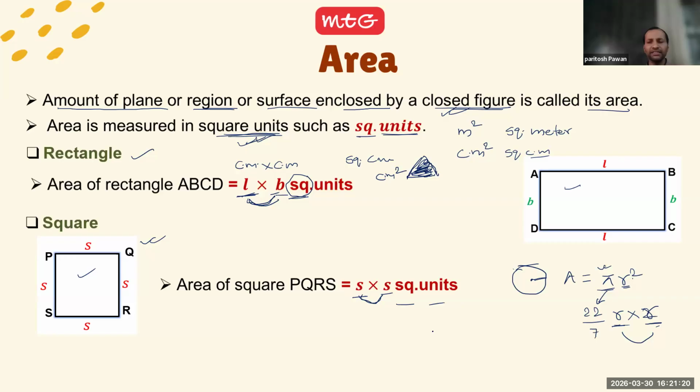Clear? Anyone has any doubt in this? Yes, Sharvi, tell me beta. Sir, but I think that pi's value is 0.13. It is approximately 3.14, yes, but for calculation we are taking 22 by 7. Okay, sir. So anyone else has any doubt in this?